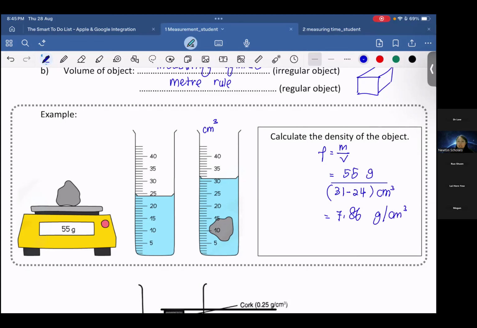In physics, there is no fraction in your final answer. Do not write the fraction 1 over 2 as the final answer, or you will lose the mark. You need to convert it into a decimal, becoming 0.5. This is the correct way.